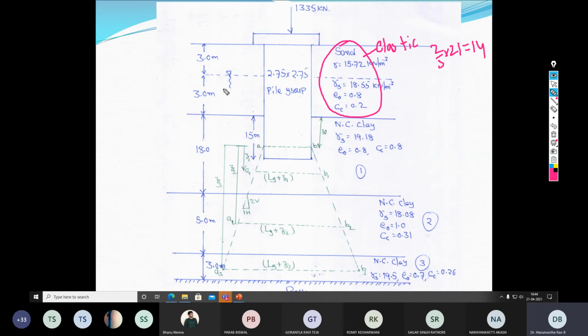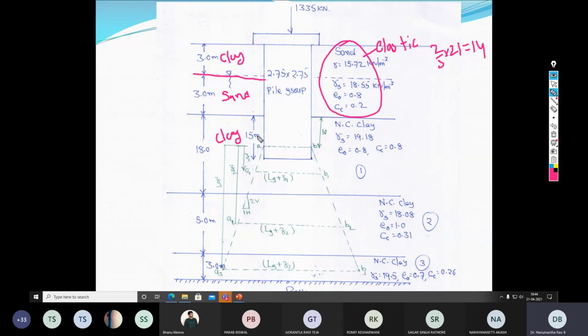So his question is, I'm just modifying this sum only. Suppose this is again clay, and this is sand. So this is sand, and this is clay. So in this case, what shall I do? The answer is very simple. You have to take 2/3 from the top. Okay, you have to take 2/3 from the top.